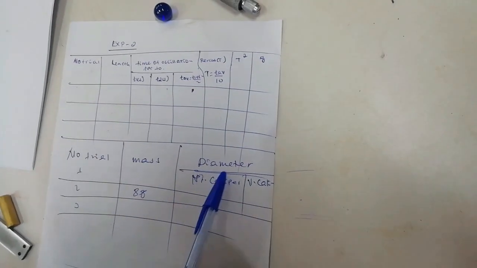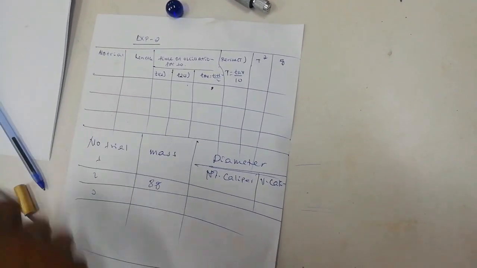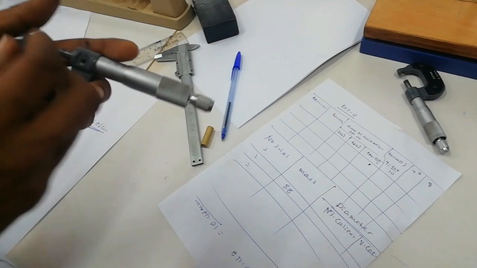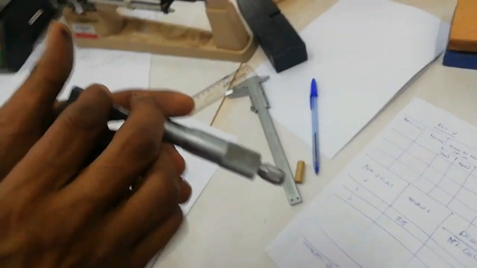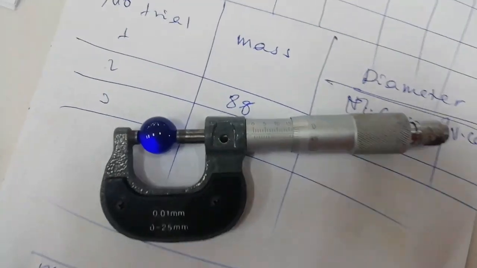The second step is to measure the diameter using the micrometer caliper. This is the micrometer caliper. To measure its diameter, you put it between the anvil and the spindle. Then you tighten it like this. Now let us find the reading.